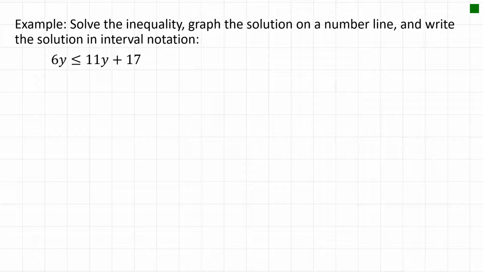So now that we're through that, really, as long as you can catch flipping the inequality when you have that negative, then we're golden. We can do any problem just like how we would solve any other linear equation. So here in this example, we're going to solve the inequality, we're going to graph the solution on a number line, and we're going to write the solution in interval notation.